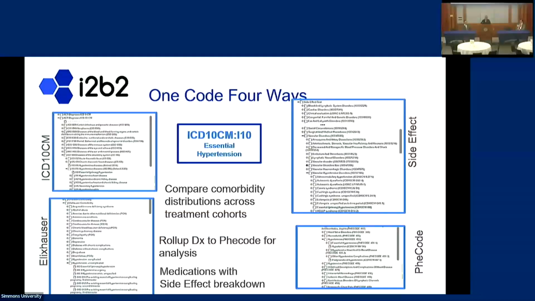This is an example of how you can look at a single code through multiple ontologies, accessing the same data within your system. This is an ICD-10-CM code, I10, for essential hypertension. In enact, we basically have it under an ICD-10 hierarchy, which uses that classification system to access the code.